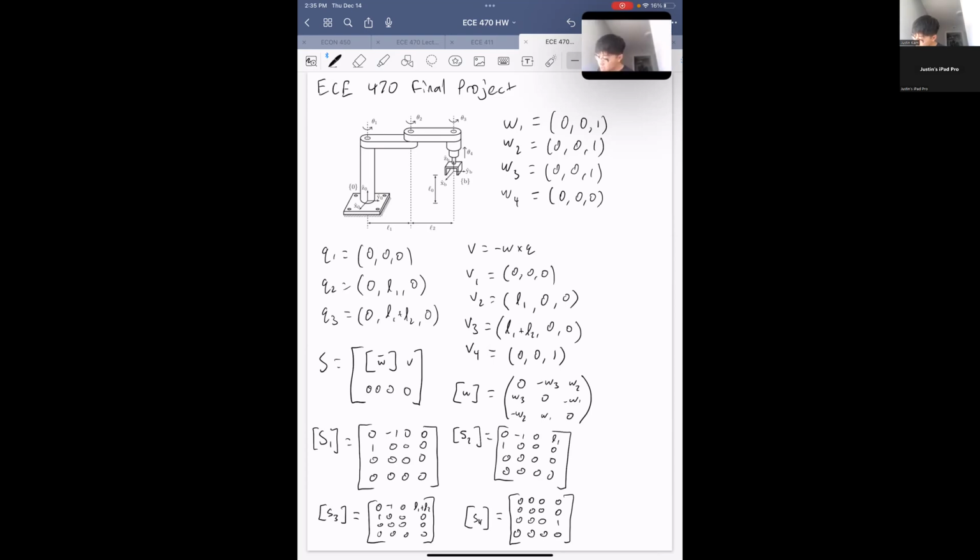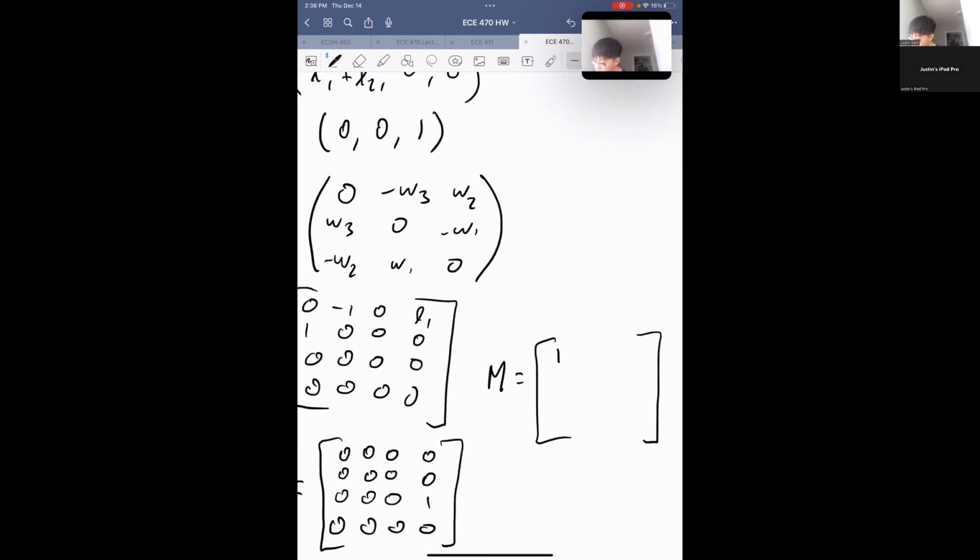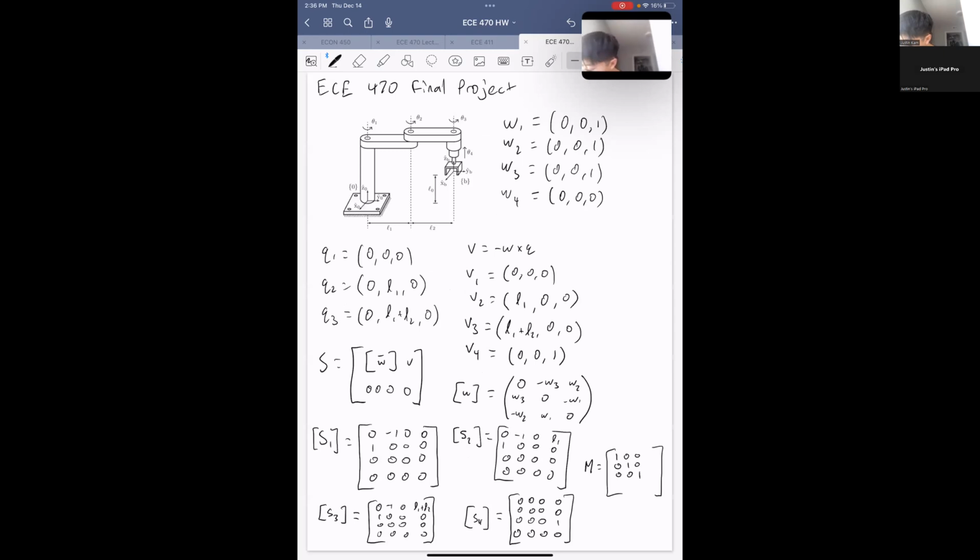Okay, finally, the last thing we have to do is calculate the M matrix, which is the position of the end effector. So basically, to find the M matrix, we can see that the body frame X, Y, and Z axes are all perfectly aligned with the initial space frame axes. So the 3x3 matrix in the M matrix will just be 1, 0, 0, 0, 1, 0, 0, 0, 1. This is because it's perfectly aligned, the body frame and the space frame. It doesn't change at all.